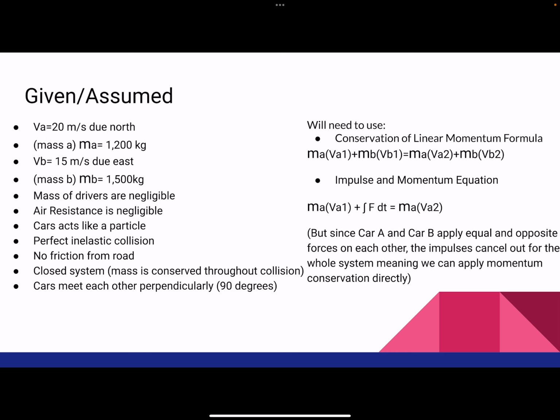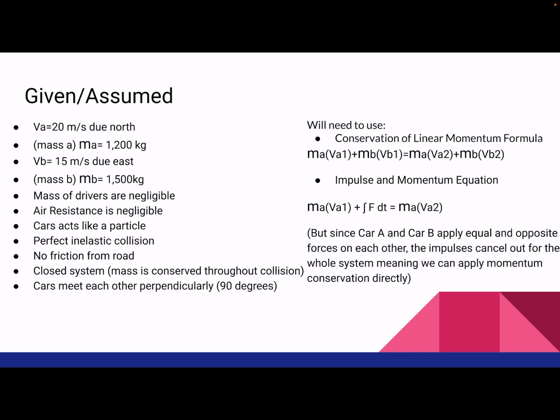To go over some given assumptions, we can take that the mass of the drivers is negligible, and so is air resistance. The cars act like particles, and this is a perfectly inelastic collision, and there's no friction from the road. This is a closed system, meaning that mass is conserved throughout the collision, so no debris or mass is being lost, and the cars meet each other perpendicularly.